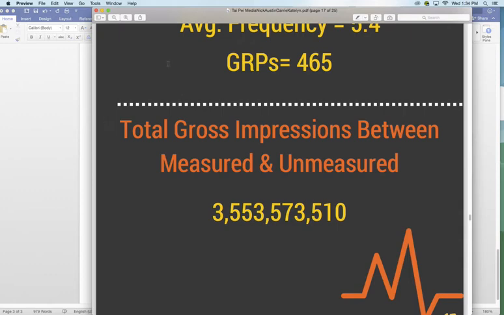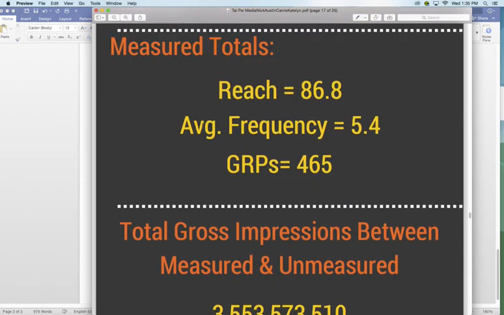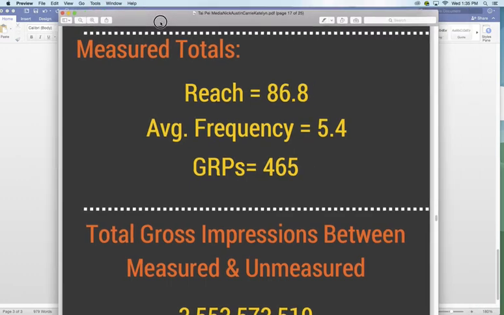I've got a few media tools that unfortunately I'm not allowed to distribute, but I can help you out a little bit in terms of getting to that point of some of the impressions as well as GRPs that may be measured in some of those media outlets or media vehicles. So just something to think about.